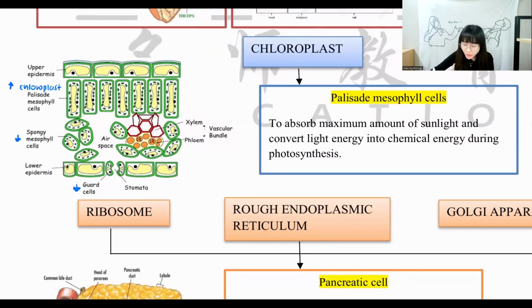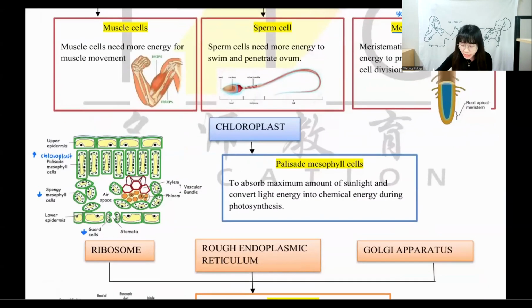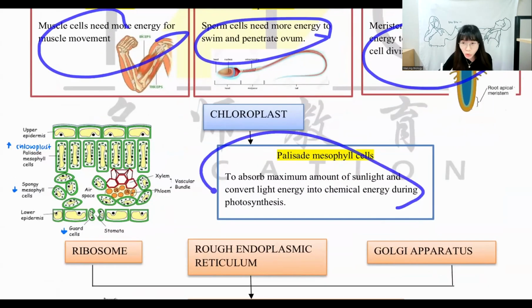Why does the palisade mesophyll cell have a lot of chloroplasts? Because they have to trap more sunlight to convert light energy into chemical energy during photosynthesis. The explanations are something that you have to know as well. All of these explanations are something that you need to know in the exam.